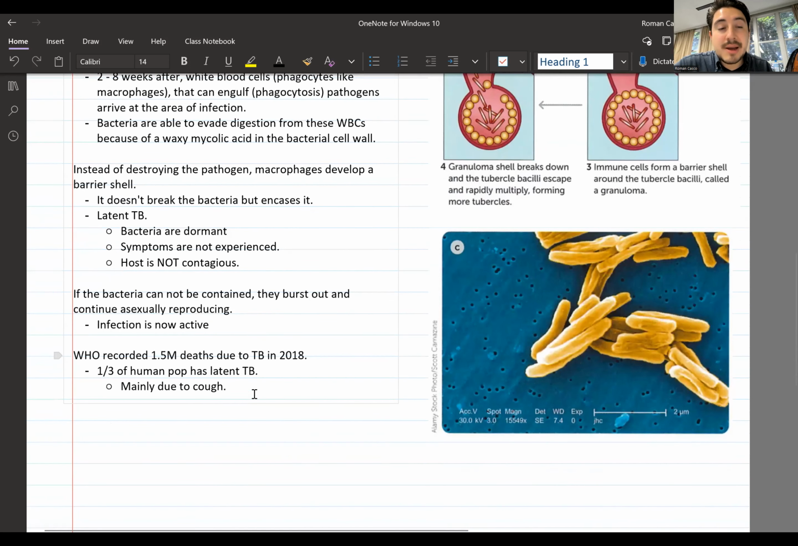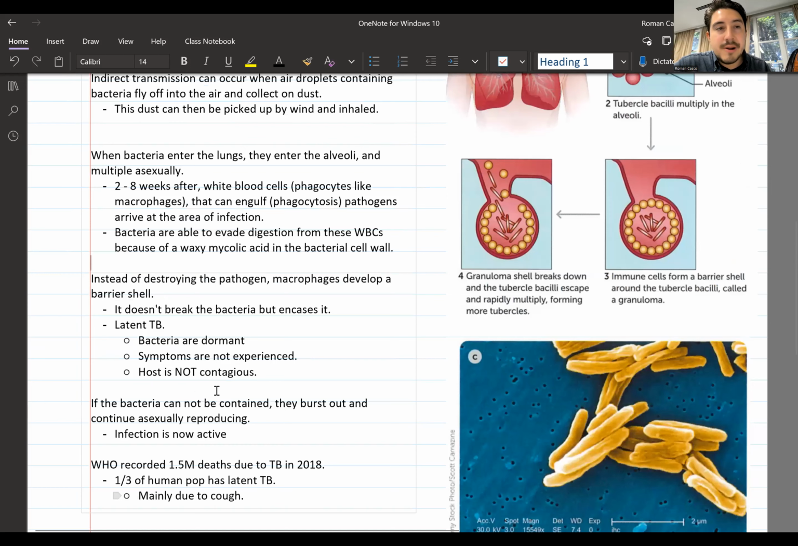So one of the interesting things about tuberculosis and this bacteria is that the World Health Organization recorded 1.5 million deaths by 2018, and they've calculated, if I can say, 1/3 of the human population has latent tuberculosis. So they have the tubercles and they have the encapsulation going on, but they don't have any symptoms, right? So we might not even know that we have tuberculosis, right? And of course, the spread is mainly due to cough, highly contagious, right?